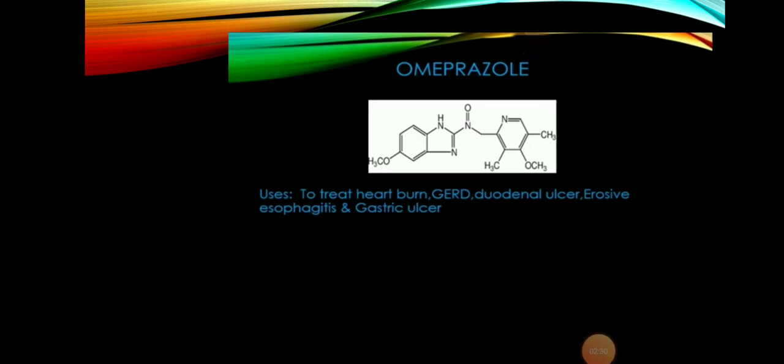Uses: to treat heartburn, gastroesophageal reflux disorder, duodenal ulcer, erosive esophagitis and gastric ulcer.